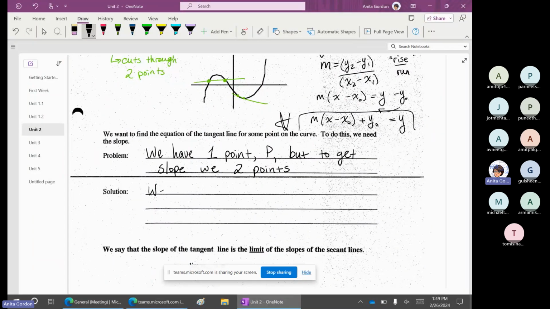So we are going to approximate the slope by choosing. Wait, why does it say to get slope we 2 points? Need 2 points. Thank you.